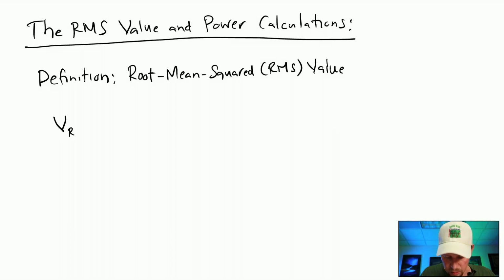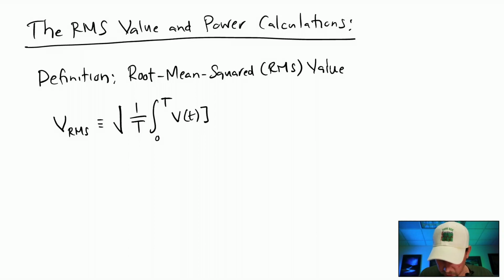So the RMS value, by definition, is the square root of 1 over the period, the integral from 0 to some time, of the function itself, quantity squared, integrated with respect to time, like this. And again, I take the square root of the entire thing, right?